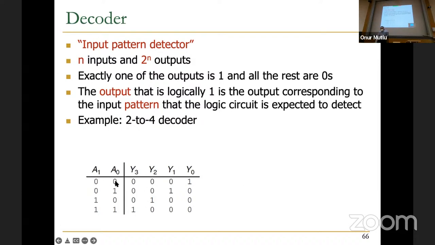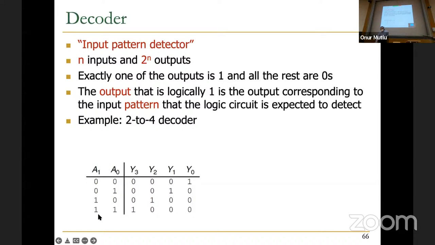If the inputs are 0 and 0, only one of the outputs, Y0, is 1, everything else is 0. So this is how we distinguish 0, 0. If the input is 0 and 1, only one of the outputs, Y1, is 1, and everything else is 0. And Y1 is different from Y0, as you can see. You're distinguishing the 0, 0 input from the 0, 1 input by enabling a different output to be 1. If the input is 1, 0, only one of the outputs, Y2, is 1, and everything else is 0. Again, Y2 is different from Y1 and Y0. And if the input is 1, 1, only one of the outputs, Y3, is one, everything else is zero. So now you can see why this is a decoder.